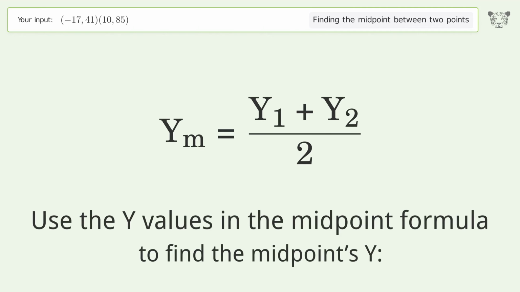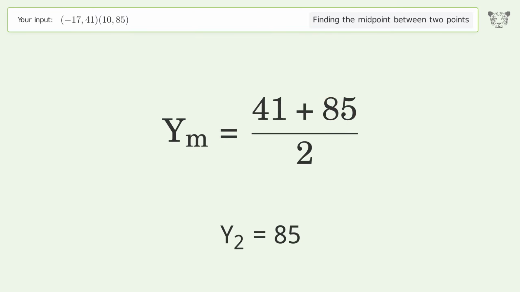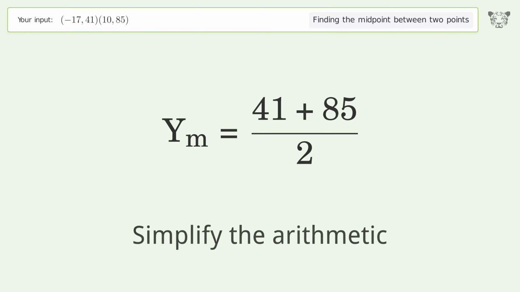Use the y values in the midpoint formula to find the midpoints y. y1 equals 41. y2 equals 85. Simplify the arithmetic.